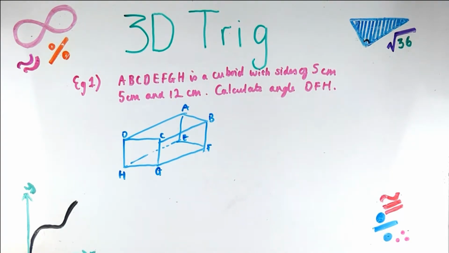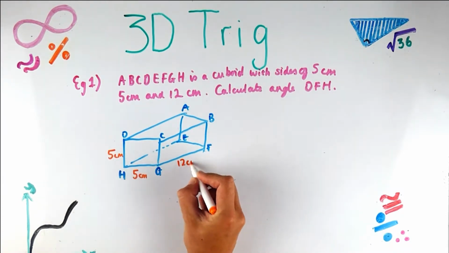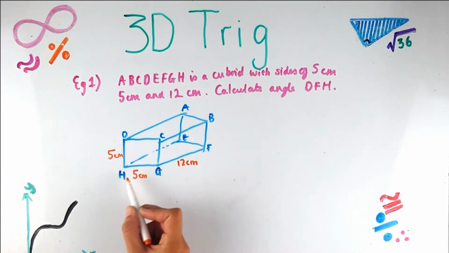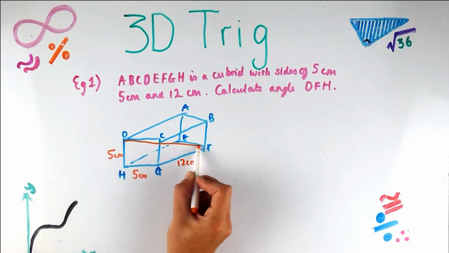Okay, so ABCDEFGH is a cuboid with sides of 5 centimetres, 5 centimetres and 12 centimetres. Calculate angle DFH. So we've got the cuboid, we're going to add on the lengths it's given us and draw the angle DFH and make that into a triangle. So you've got D, F and H, join those up.